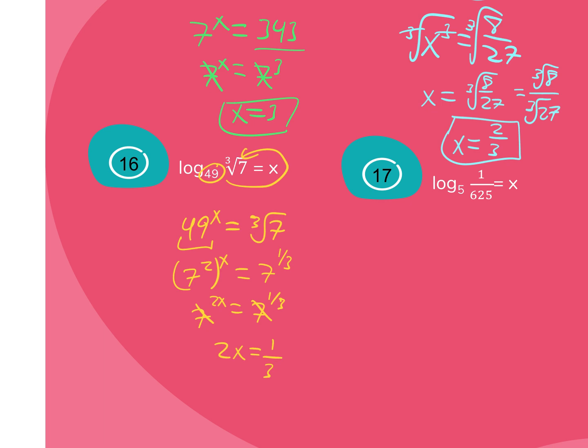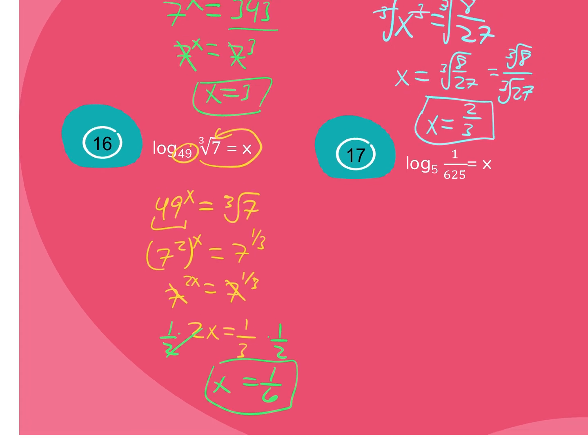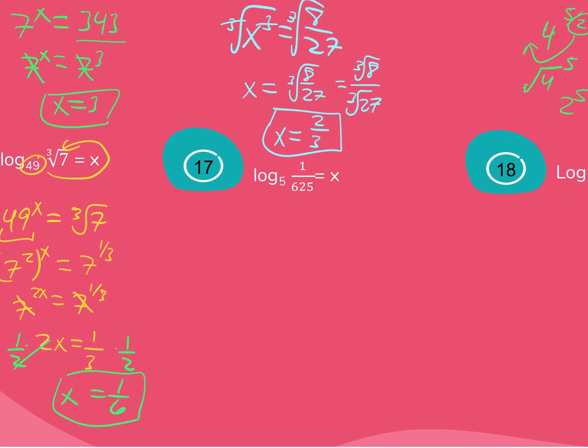Right, you could divide by 2. A lot of you, though, if you see 1/3 over 2, are not going to know what to do. Right, you might get stuck there. So I would instead multiply both sides by a half. And then if you do that, 1/2 and 2 cancel out, and you get x equals 1/6. All right, something like that. All right, let's keep going.